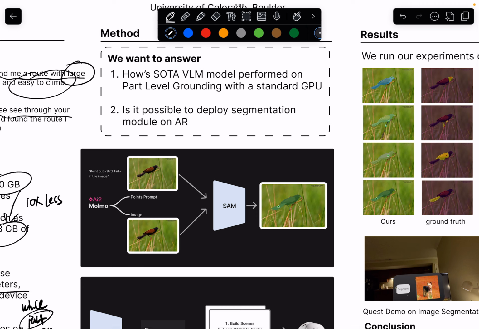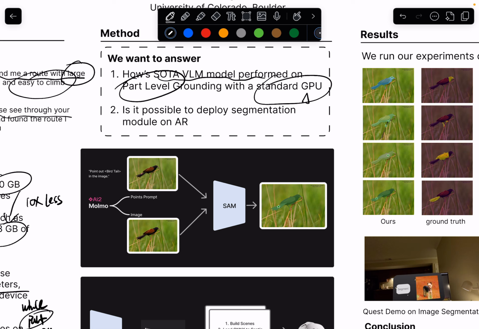Basically, this is an empirical study, where we want to answer two questions. Firstly, how do SOTA visual language models perform on part level grounding with a standard GPU, an A100, in this sample? And then, is it possible to deploy only the segmentation module of the visual grounding model to AR?